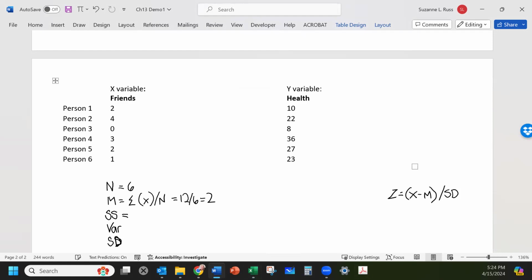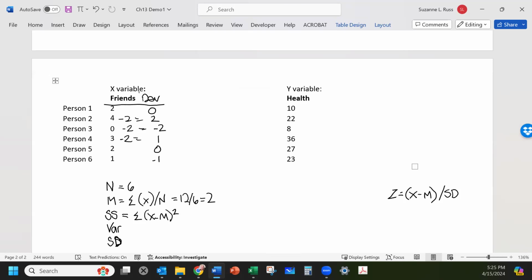For the sum of squares, we know we have to get the sum of all the squared deviations. And so let's go ahead and get our deviations. So our deviations, draw a line here. And so 2 minus 2 is 0. 4 minus 2 is 2. 0 minus 2 is negative 2. 3 minus 2 is 1. 2 minus 2 is 0. And 1 minus 2 is negative 1.